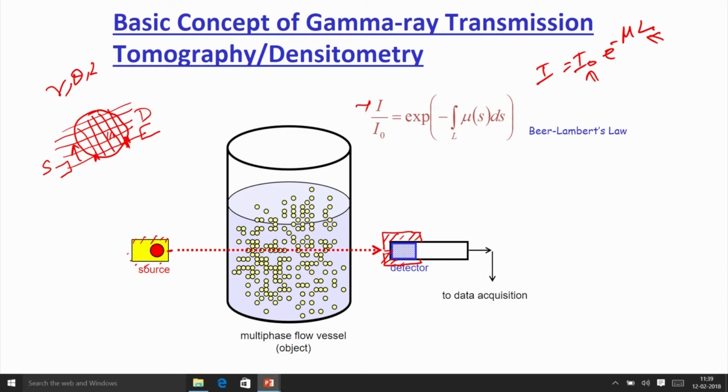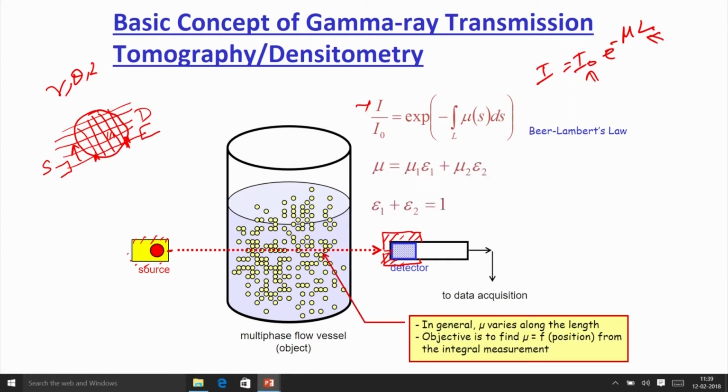So, how it can be calculated: as we discussed, this is line average data, and the line average mu can be correlated as mu 1 epsilon 1 plus mu 2 epsilon 2, where mu 1 is your mass attenuation coefficient of the pure species for phase 1. Say if phase 1 and phase 2 are present, mu 1 is the mass attenuation coefficient for phase 1, mu 2 is the mass attenuation coefficient for phase 2, once they are in pure form, not mixed together, and epsilon 1 and epsilon 2 are the line average volume fractions of phase 1 and phase 2 respectively.